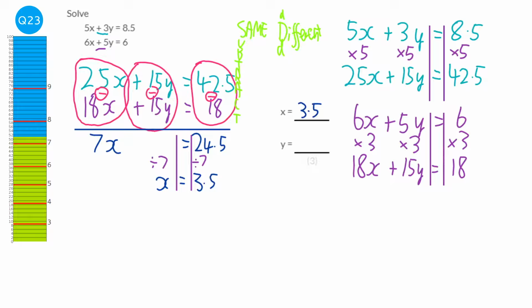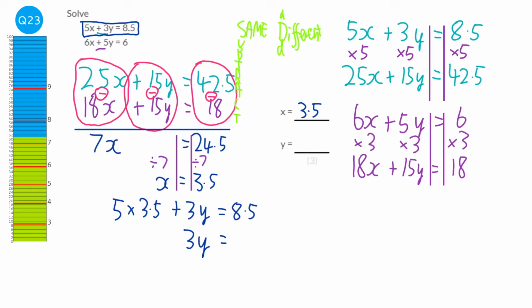Okay, but that's only half the battle. We've got to work out what y is. So what we're going to do is substitute that into the first equation. So we've got 5 times 3.5, because we know what x is, plus 3y equals 8.5. And so 5 times 3.5 is 17.5, so we're going to subtract 17.5 from both sides. And that's going to give us minus 9. And then we've got 3y, so we want to divide by 3 both sides, which would be minus 3. We can check that by substituting it into the second equation. So 6 times 3.5 plus 5 times minus 3, and that does equal 6.